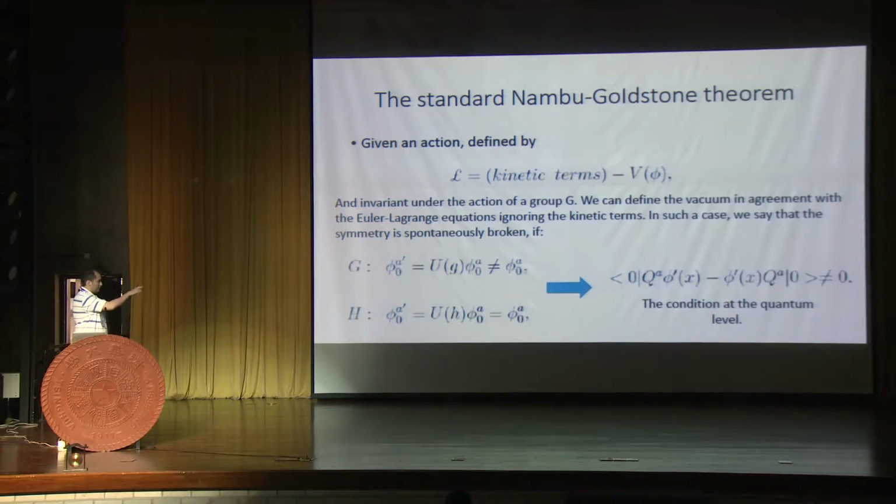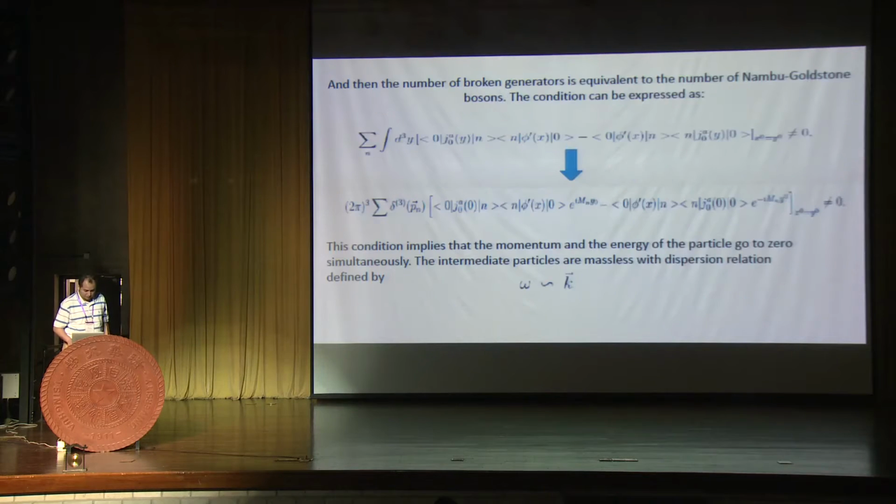And the condition of spontaneous symmetry breaking is the one on the right-hand side. Basically, the vacuum expectation value of the commutator between the order parameter and the broken generator is different from 0.